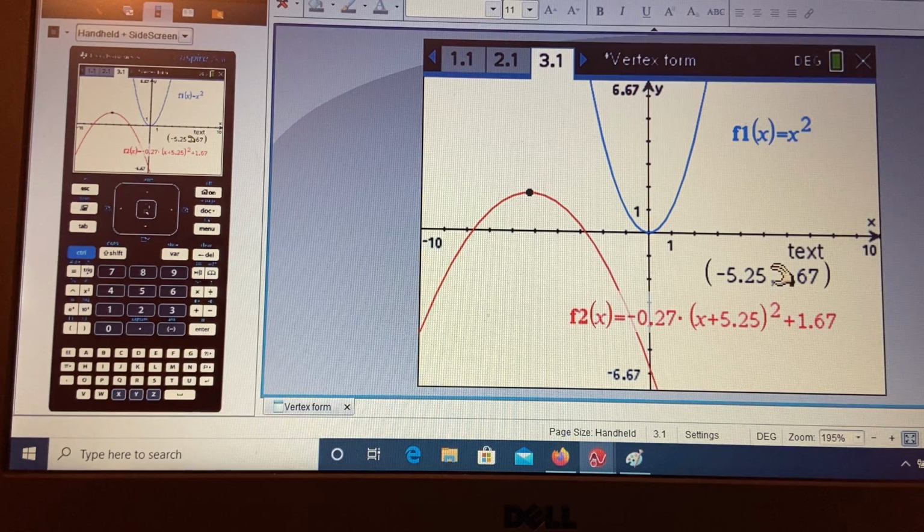And it's the same. It doesn't matter if it opens up or down. It is the opposite sign of your H, of your horizontal movement, and it's the exact same sign for your vertical movement. The A value does not change whether it's negative or positive, it doesn't matter what the number in front is. Your vertex is always these two numbers.